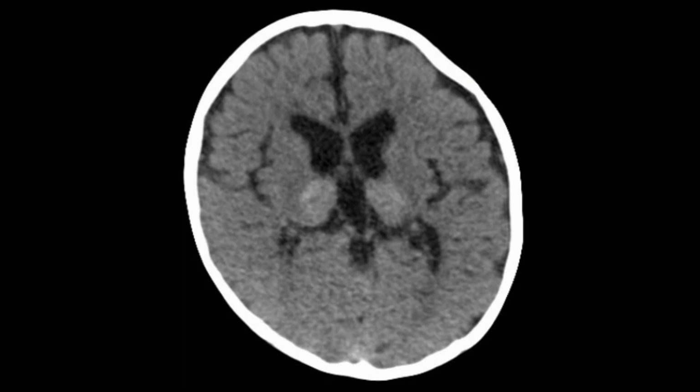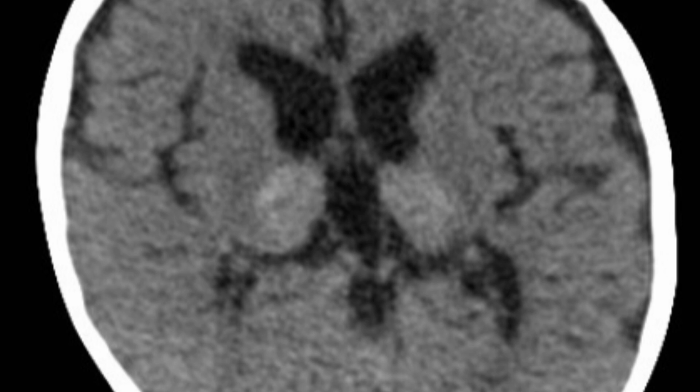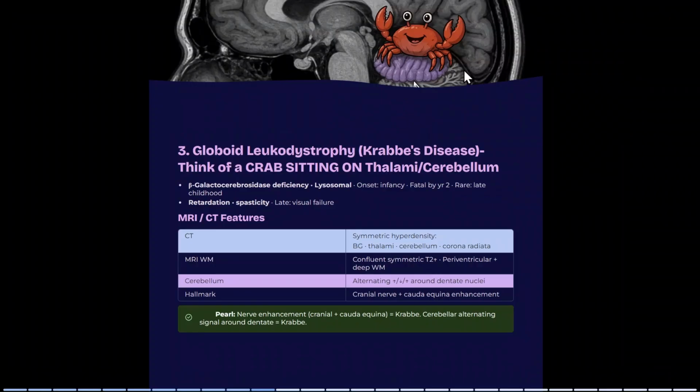Now let's come up to another scan, and here we are seeing a CT brain plane, and in this CT we can see that the thalami appear hyperdense, and there are some atrophic changes in the brain, and this is actually a scan of a 3 years old child. So this makes us think about some leukodystrophy, and then we come to know that this is basically globoid leukodystrophy, which is also known as Krabbe's disease.